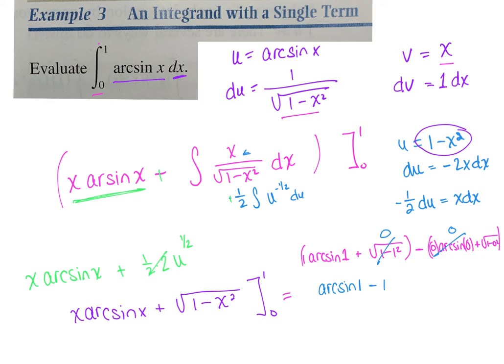Arc sine of 1, that's pi over 2, right? What radian gives you a sine of 1? Well, that's pi over 2. So you get pi over 2 minus 1, which is approximately 0.571.